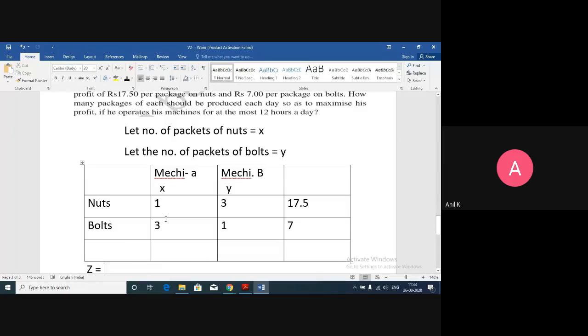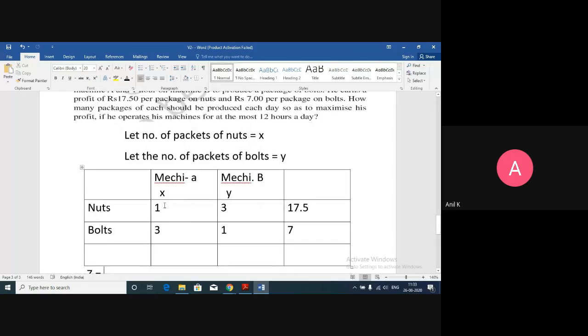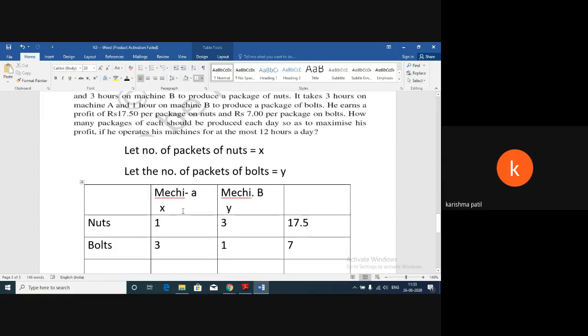No, wait. That will make the difference. Sir, nuts. But if I take here, it is machine, yeah. Nuts, I'm making total 4 packets. These are hours, per. X packets I am making and Y packets of nuts. So this will be X plus Y of nuts and X plus Y of bolts.